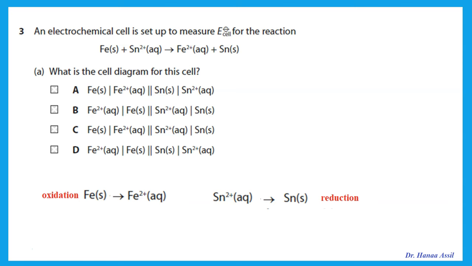Remember, when we write the cell diagram, we start on the left with the oxidation part. We have iron solid with iron 2+. Then we have a double line to indicate the salt bridge, and then we have tin 2+ going to tin. Since we have solids, iron and tin, then these are the electrodes. Remember, if we had only solutions in the half cell, then the electrode would have been platinum.